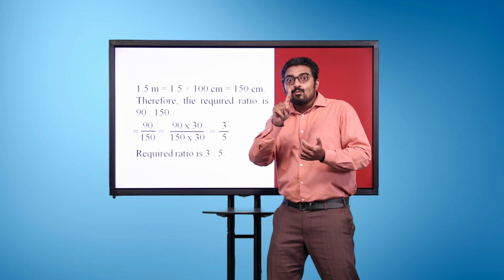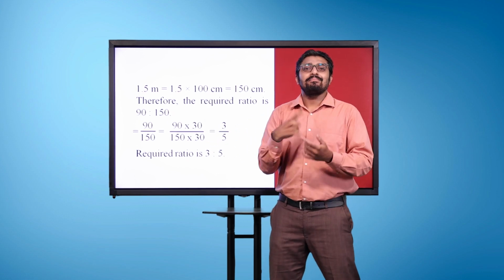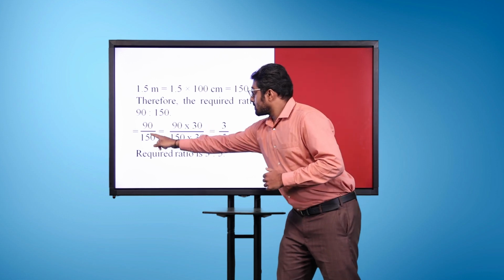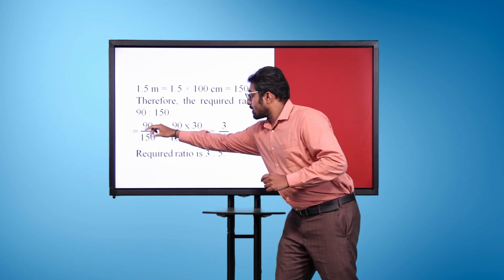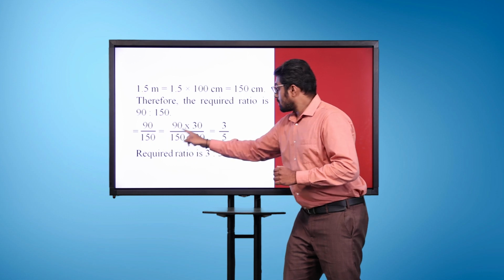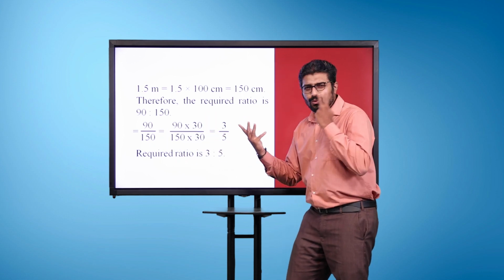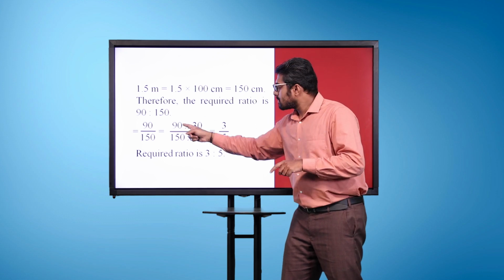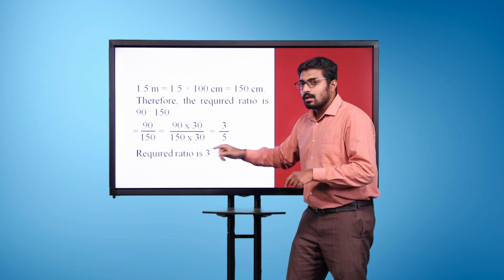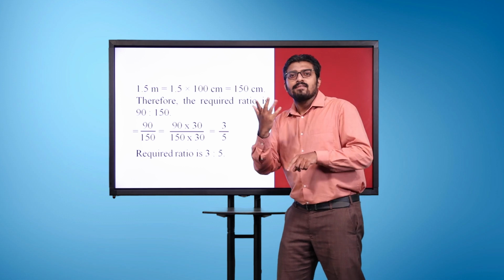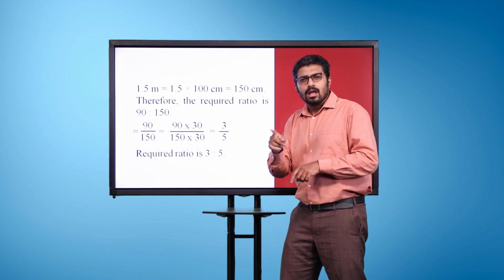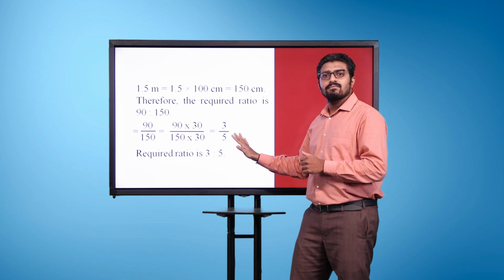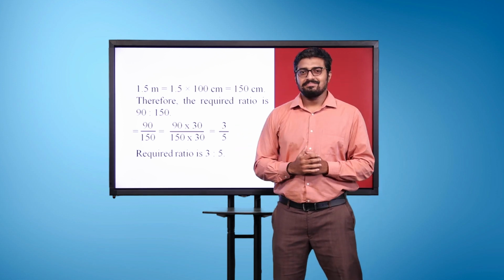90:150, which is equal to 90 upon 150 equal to 90 divided by 30 upon 150 divided by 30, which is equal to 3 upon 5. Required ratio is 3:5.